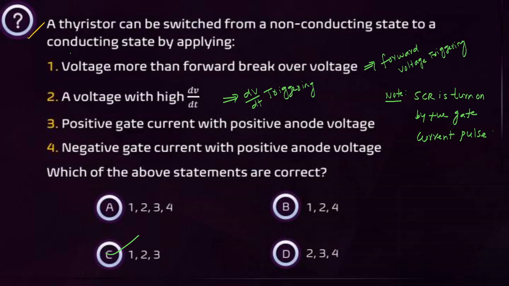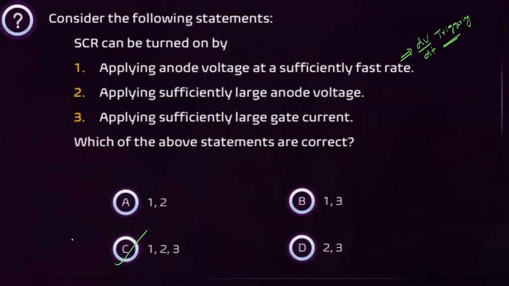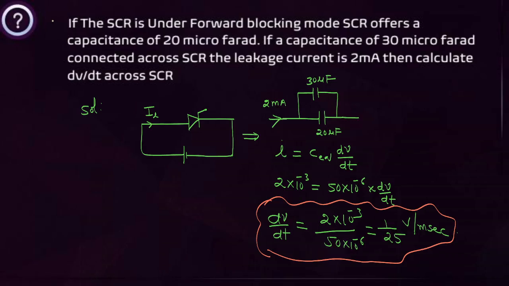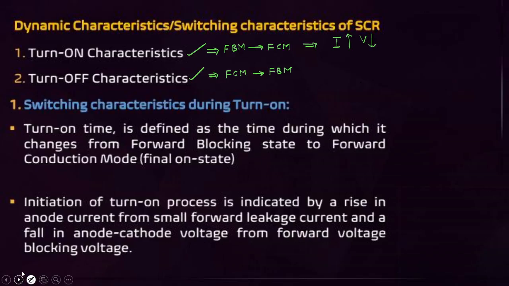For quick revision, I don't want to explain all these problems in detail once again. You already know. Please go through this. And this problem also you have to concentrate on. With whatever points I have given, with that knowledge, try to solve this. If SCR under forward blocking mode is equivalent to a capacitor, one more capacitor is connected here. Parallel combination of capacitors are added directly. From that you have to calculate I equal to C into dV by dt, and from that calculate the dV by dt. This is also one problem that you have to concentrate on.